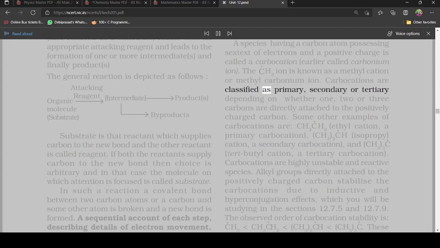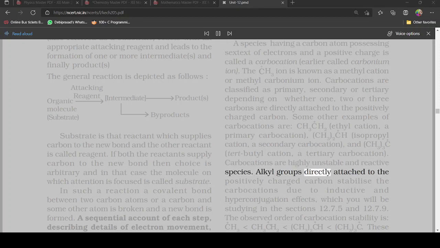Carbocations are classified as primary, secondary or tertiary depending on whether 1, 2 or 3 carbons are directly attached to the positively charged carbon. Some other examples of carbocations are CH3C+H2, ethyl cation, a primary carbocation; CH3C+HCH3, isopropyl cation, a secondary carbocation; and (CH3)3C+, tert-butyl cation, a tertiary carbocation. Carbocations are highly unstable and reactive species.